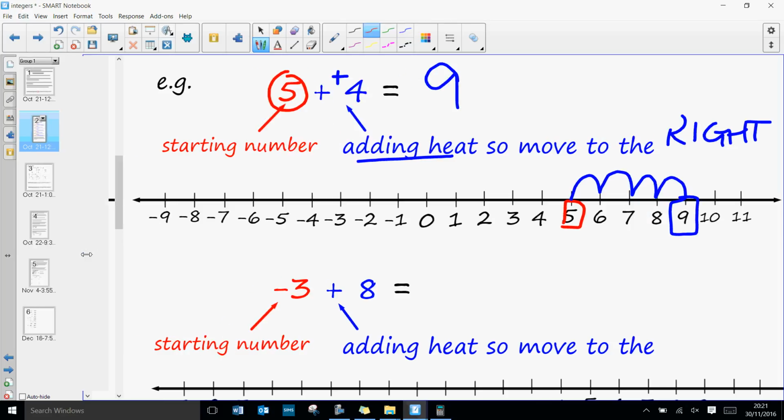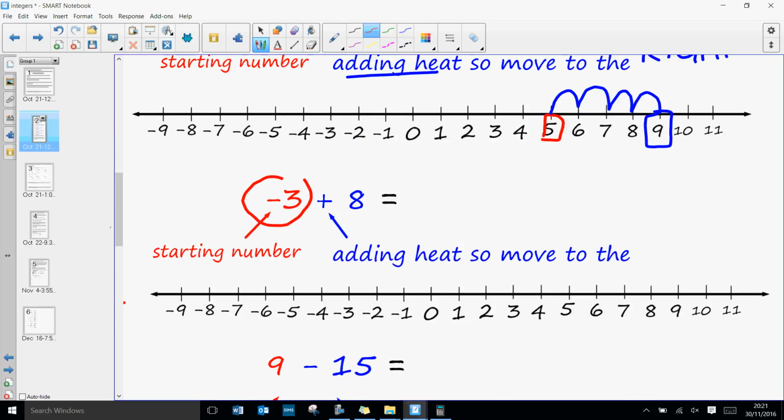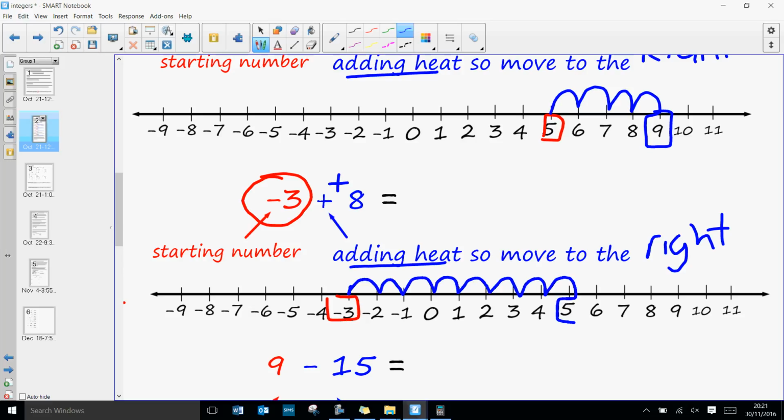Second question. This time our starting number is -3. So we're going to find -3 down here. And we're adding on a positive number again, so we're adding on heat. So again, we're moving to the right, and we're moving to the right 8 places this time. So starting at -3, 1, 2, 3, 4, 5, 6, 7, 8. And we get the value 5.